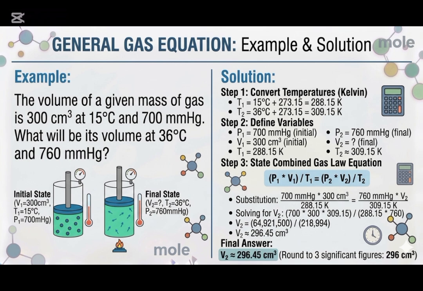Now from the solution, like we did earlier, temperature must be converted to Kelvin. So T1, which is 15 degrees C, plus 273.15 equals 288.15 Kelvin. The same thing for T2, converted to Kelvin. By substituting all our values, the final answer becomes 296.45 cm³.